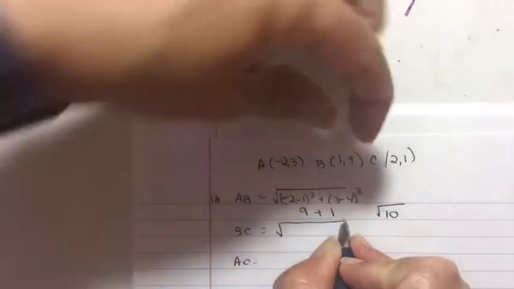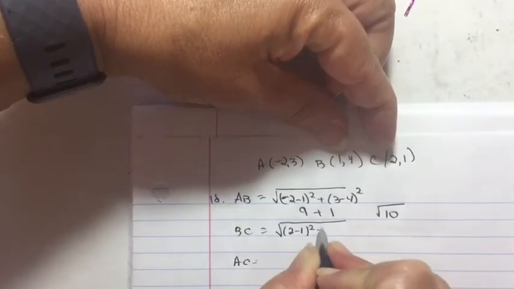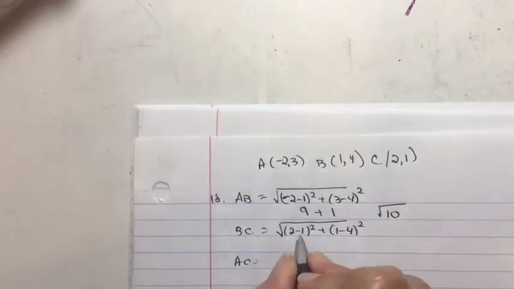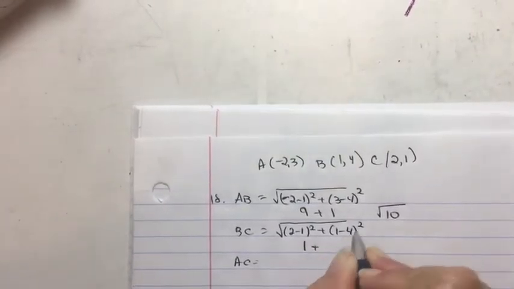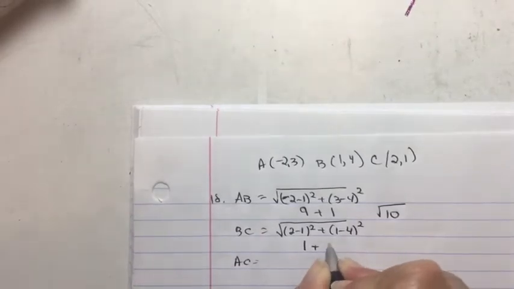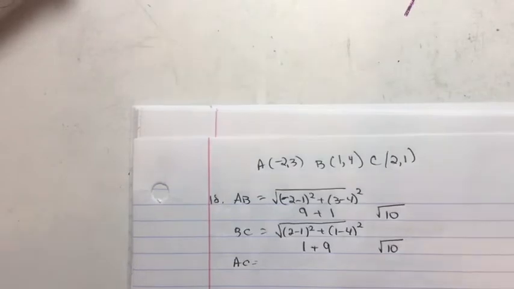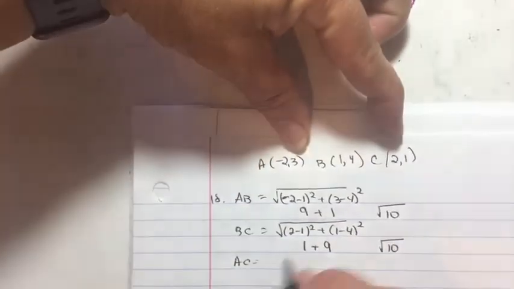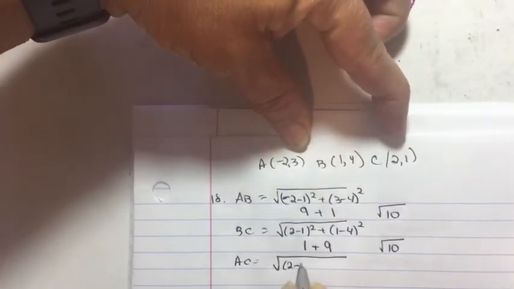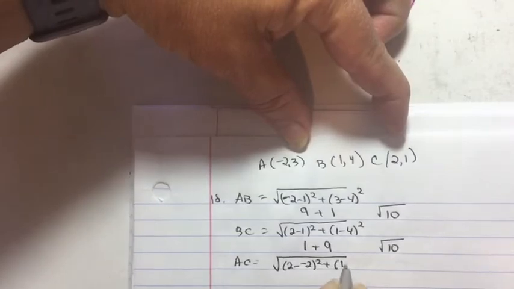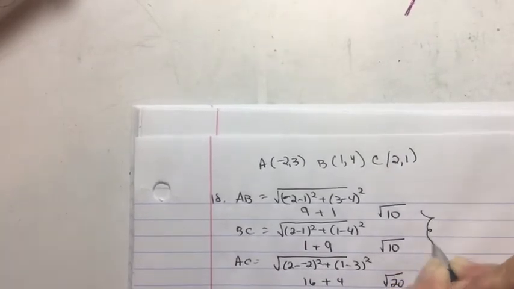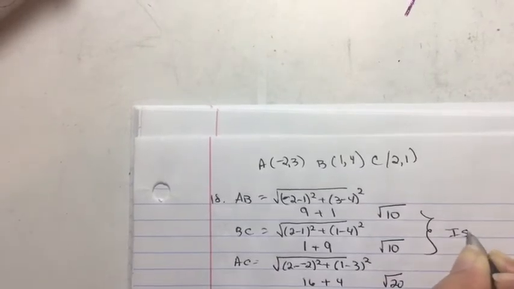For BC, you're going to have a 2 minus 1 squared and a 1 minus 4 squared. You may do 1 minus 2 as long as you do 4 minus 1. So this is a 1 squared, or 1, and a -3 squared, or 9. So this one's also radical 10. So now I know it's either going to be isosceles or equilateral. Checking AC, 2 minus -2 squared, and then 1 minus 3 squared. This is a 16 plus a 4, square root of 20. So the two equal sides show that it is isosceles.